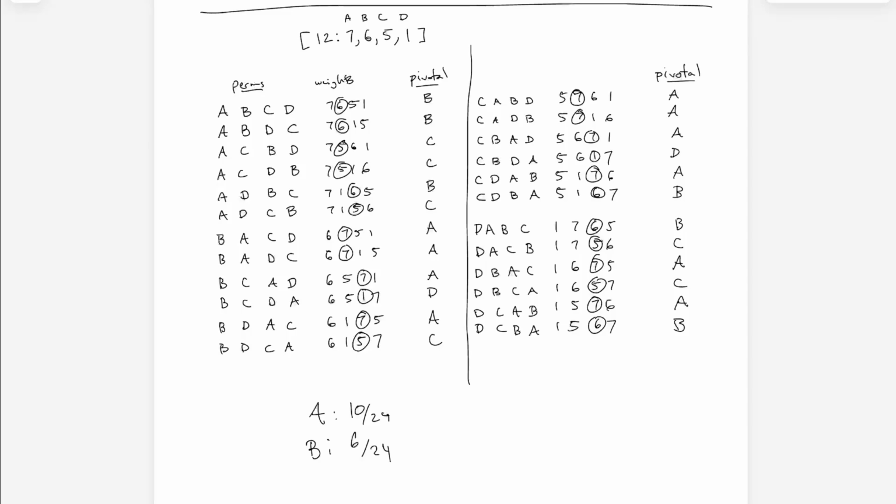I happen to know that's 25%. C, we got 1, 2, 3, 4, 5, 6 out of 24. And D. D was kind of the chump, right? 1, 2. 2 out of 24. This is my final answer.